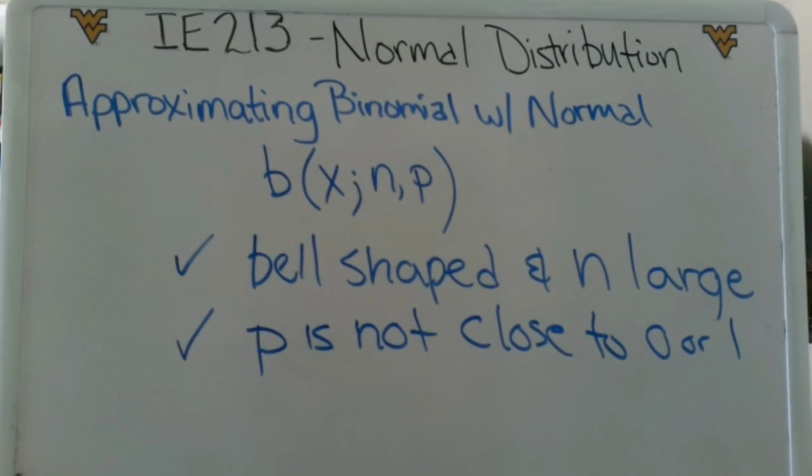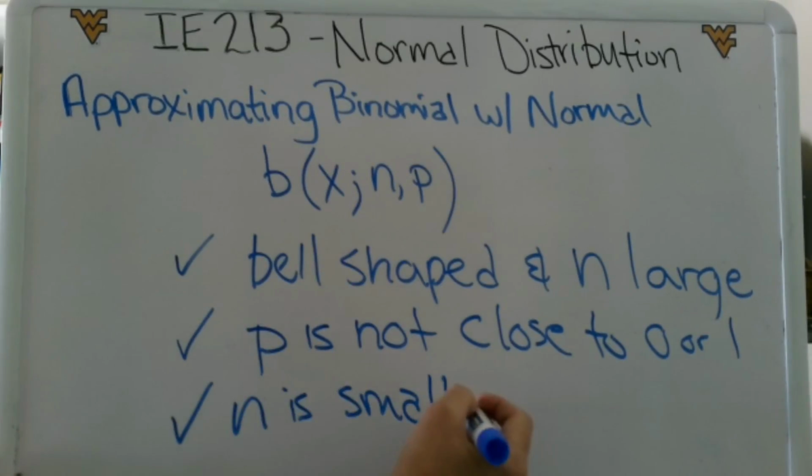Okay, so if it's bell-shaped and n is large and p is not close to 0 or 1, the normal is a good approximator of the binomial. But in addition to that, it also provides a fairly good approximation when n is small and p is close to 1/2.